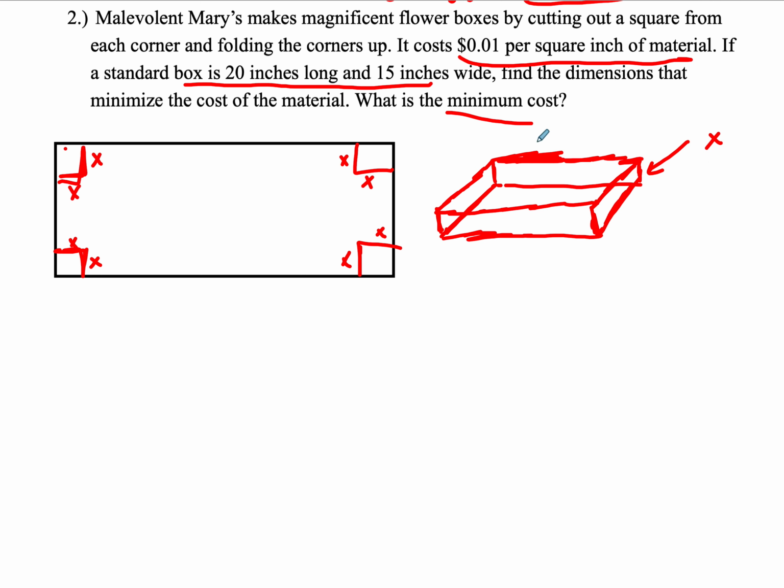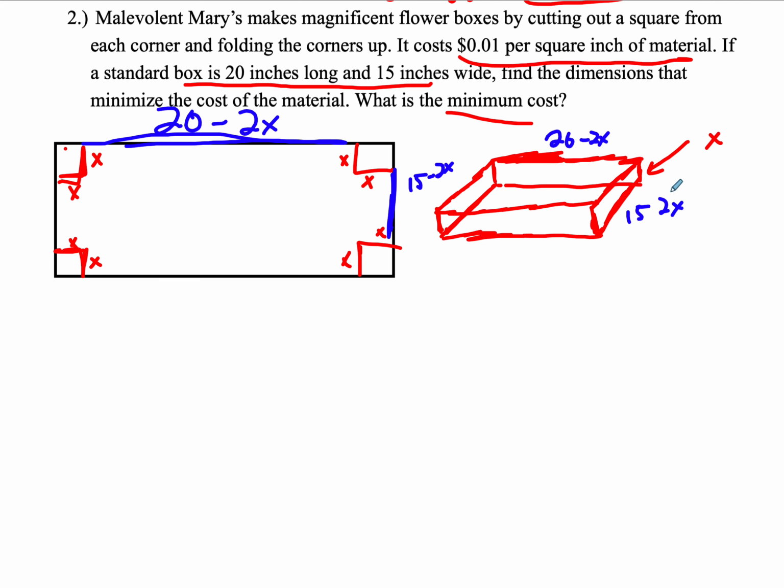Now, here's the other thing we know. This is not the full length anymore. So we had to sacrifice some of the material. Though this was 20 inches long originally, this new piece right here, this blue, is going to become 20 minus 2x, because I take the whole length of 20 and cut out that 2x. And similarly, this is going to be 15 minus 2x. So again, this is 20 minus 2x.